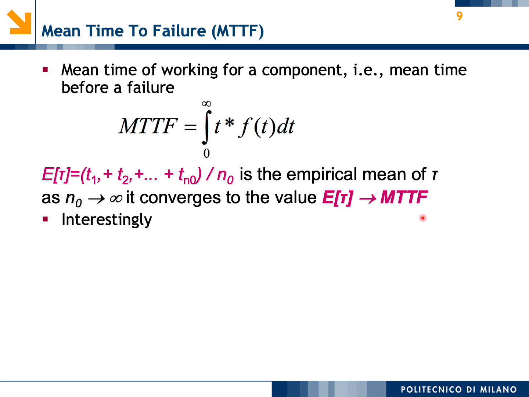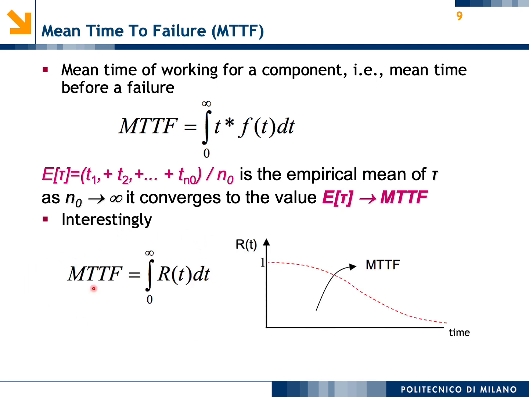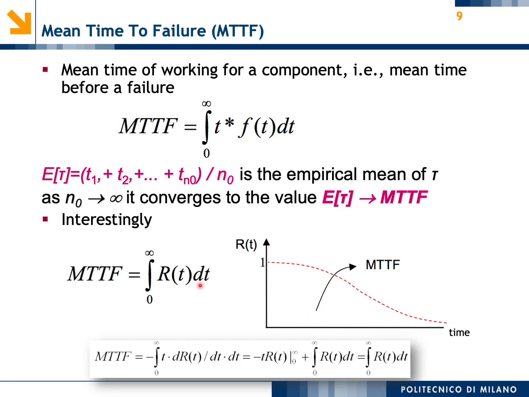Interestingly, there is a characteristic of the mean time to failure: it is equal to the area under the reliability function curve, which means that the mean time to failure is equal to the integral between 0 and infinity of R, so the reliability function, in dt. To derive why this is true, we simply have to apply the integration by parts rule starting from the MTTF definition here.